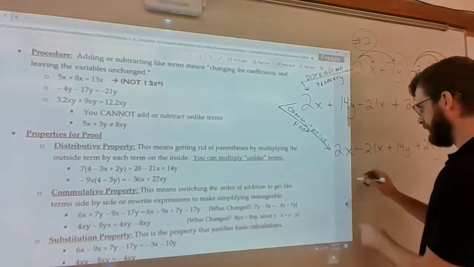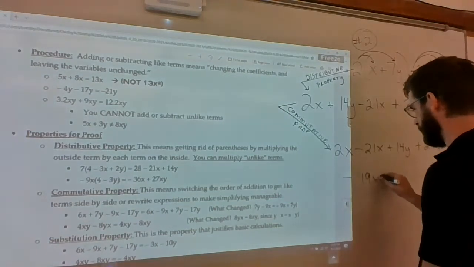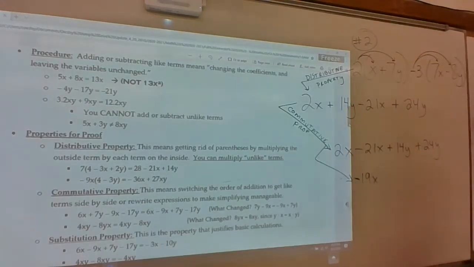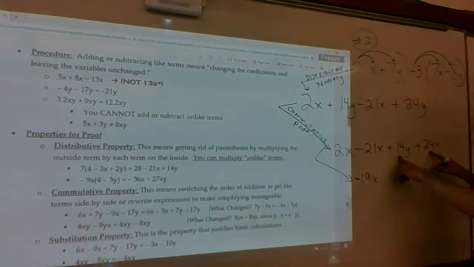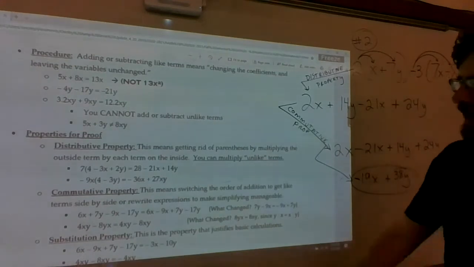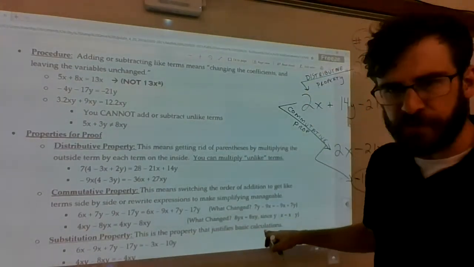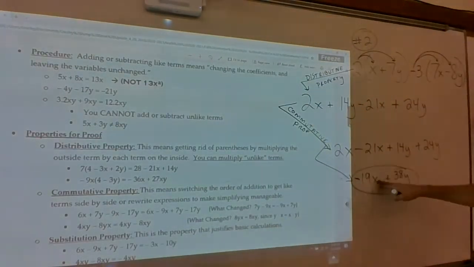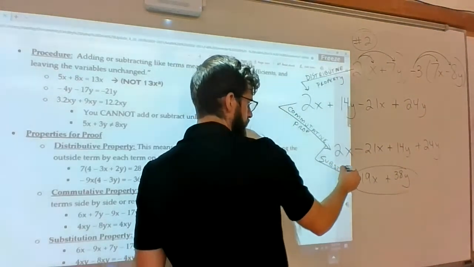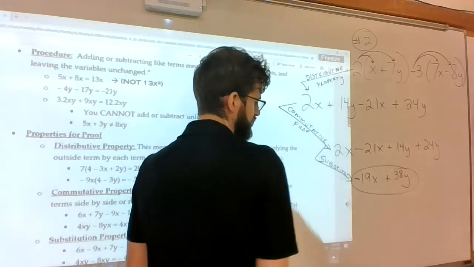2 minus 21 is negative 19x. 14 plus 24 is 38y. And you're done. Just make sure you justify that the property that gives you the basic calculations here is the substitution property. Substitution prop.